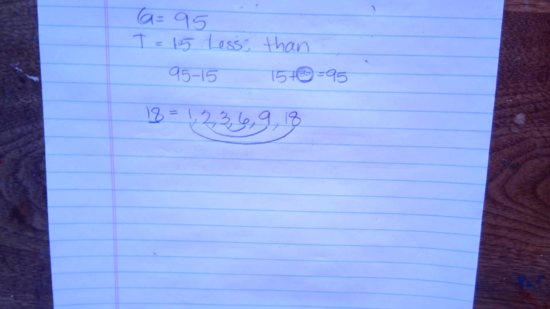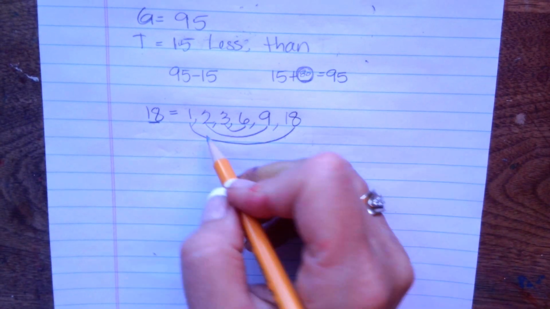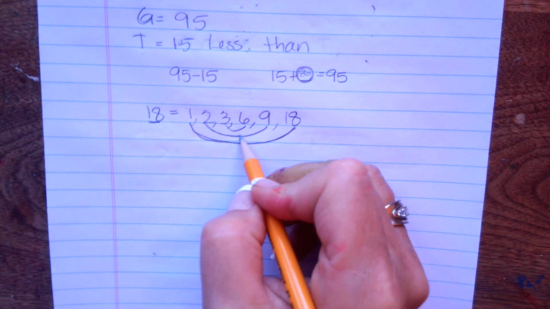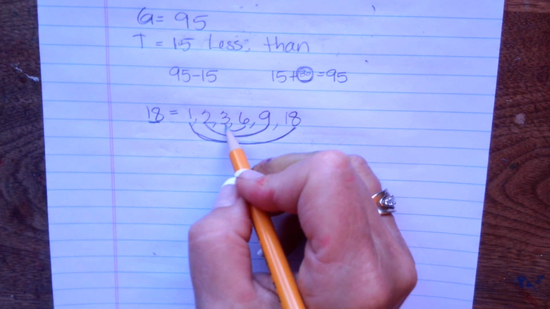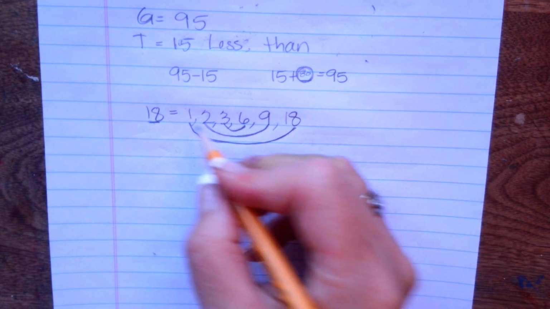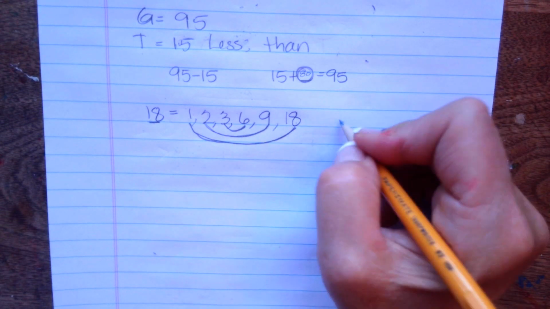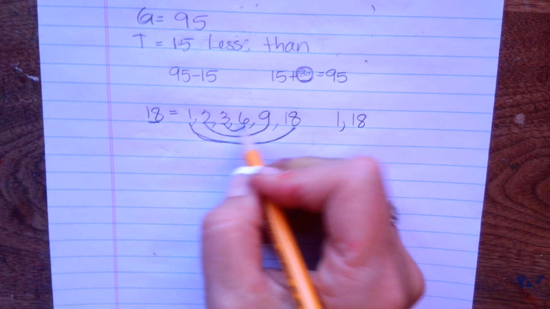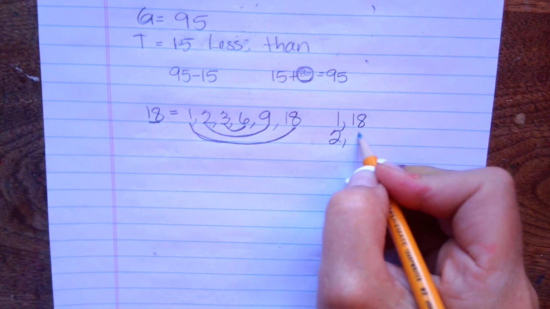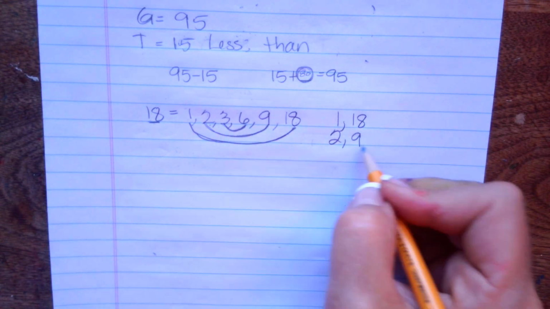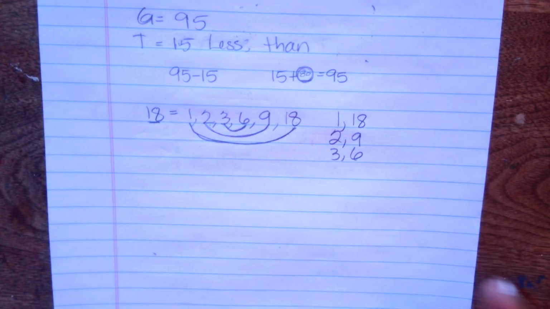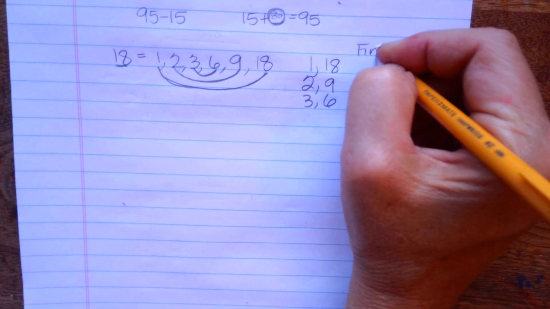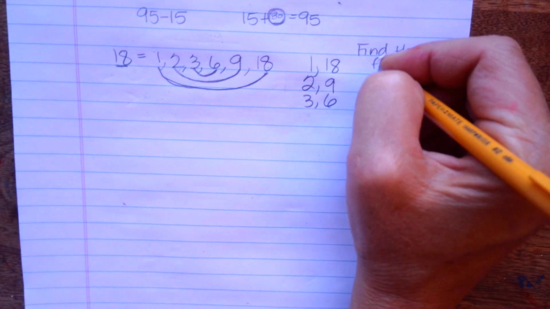Okay, awesome. Then the second step is you draw a rainbow from the first number to the last number, the second to the second. And then wherever the rainbow touches, these are our factor pairs. So we have 1 and 18, we have 2 and 9, and then we have 3 and 6. So that is what you do when they ask you to find the factor pairs of a number.